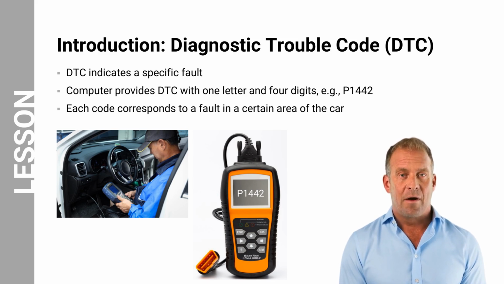The four digits provide more specific information about the fault. Each specific code corresponds to a unique fault within that area. P1442, for instance, might indicate a problem with the battery voltage sensor. By understanding DTCs and their corresponding fault locations, you can narrow down the issue, and by referencing service manuals, you can determine the exact cause of the fault and the necessary repairs.